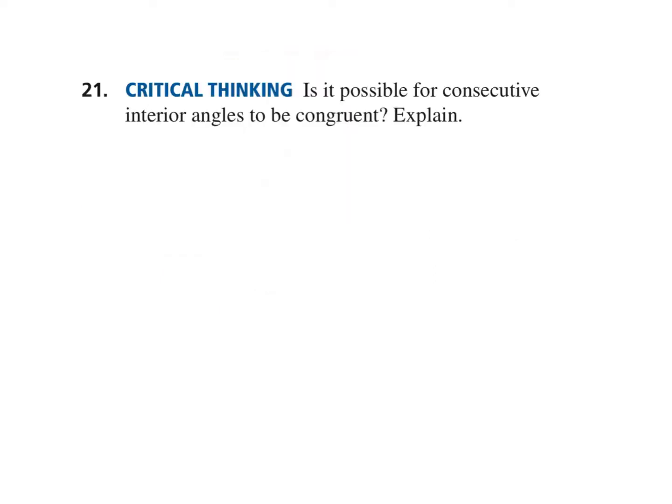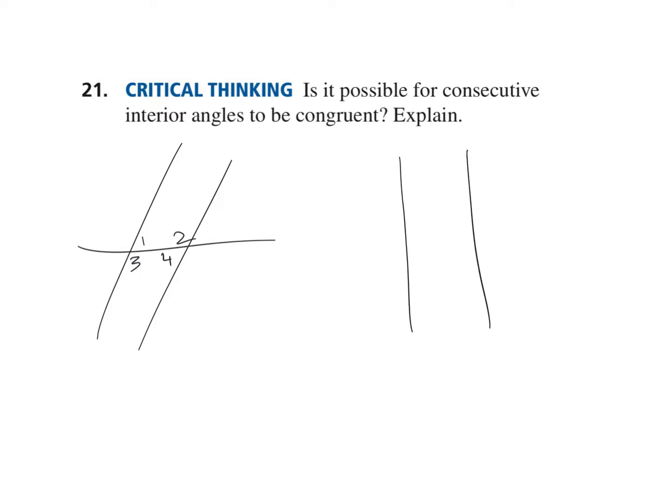Okay. 21, critical thinking. Is it possible for 2 consecutive interior angles to be congruent? So if we look at two parallel lines cut by a transversal, angle 1 and angle 2 are consecutive interior, and angle 3 and angle 4 consecutive interior, but those don't look like they're congruent. One is acute and one's obtuse. But if we draw a perpendicular transversal, that means all the angles are right angles, and they are congruent to each other. So these two consecutive angles, angle 1 and angle 2, have to be 90 degrees, and therefore they are congruent. That's the only time that they are congruent.